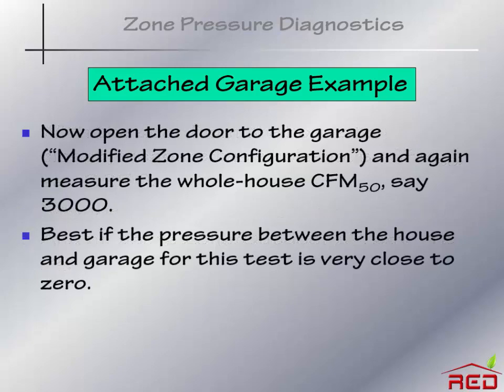Now we open the door between the house and the garage for the modified zone configuration and enter the appropriate numbers in the red tool. And we get a whole house CFM50, we'll say, of 3,000. The pressure from the house to the zone in a test like this is best if it's very close to zero, which means the pressure from the zone to the outdoors would be very close to 50. That increases our accuracy, gives us a very good pressure shift.